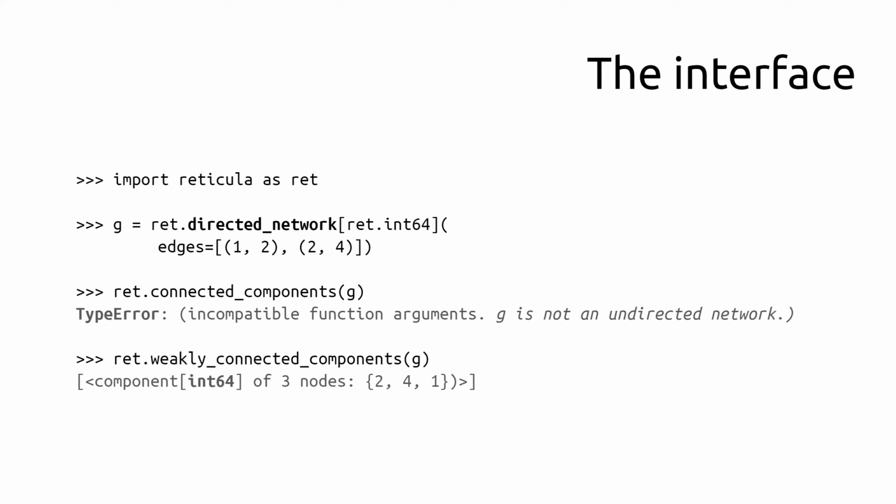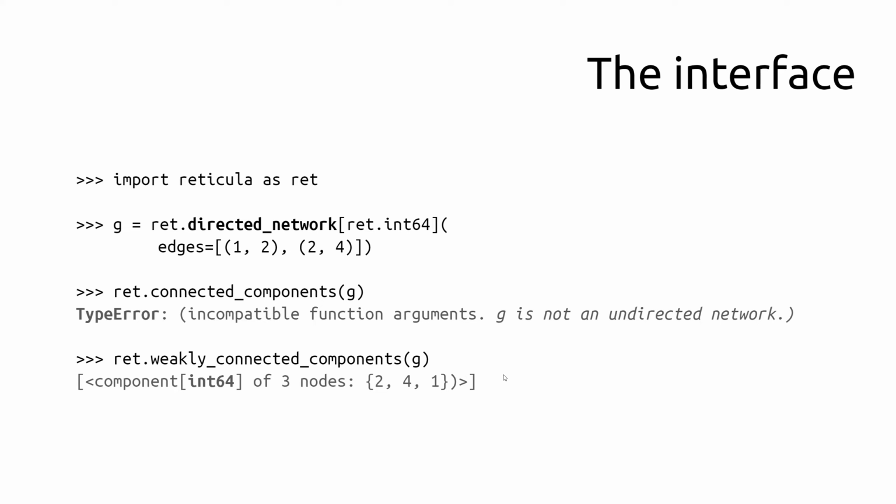Basically, so for example, if I generate a directed network with certain edges, and ask it to give me the connected components of that directed network, it gives you an error. The error is, "Not an undirected network. I don't know how to do this." But if you ask it the right question, ask it to give you the weakly connected component, it will give you the answer. And this is a choice.